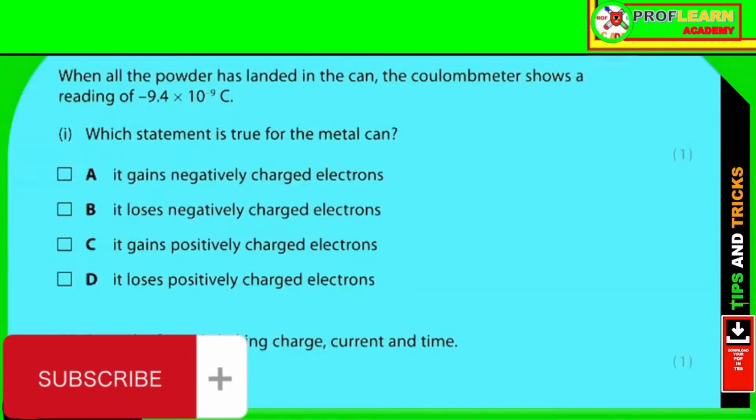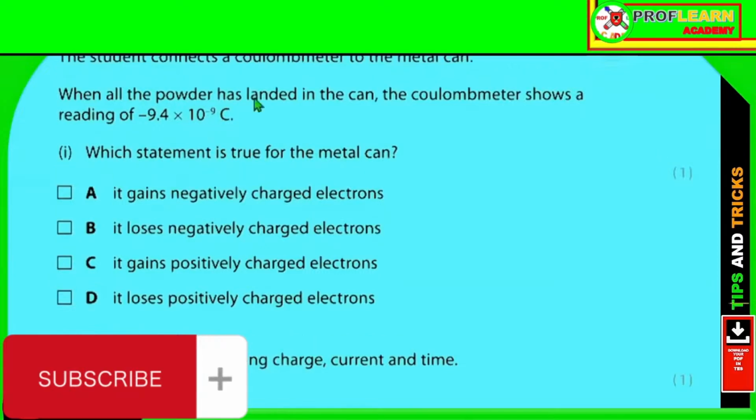Part B, a coulometer measures the electric charge. The student connects a coulometer to the metal can. When all the powder has landed in the can, the coulometer shows the reading -9.4 times 10 raised to -9 coulombs. Which statement is true for the metal can? Remember that fine powder was landing into the metal can and the coulometer indicated -9.4 times 10 raised to -9 coulombs, which means that this metal can gained or acquired negatively charged electrons.